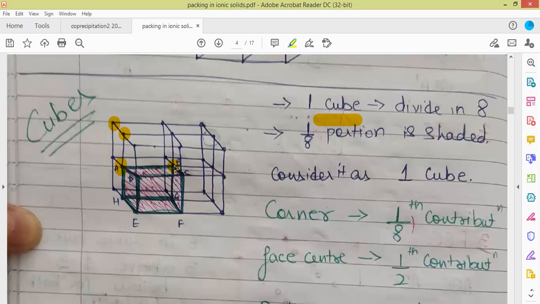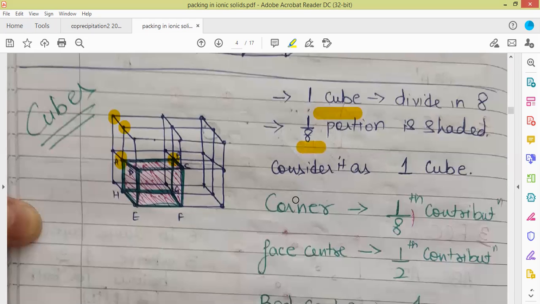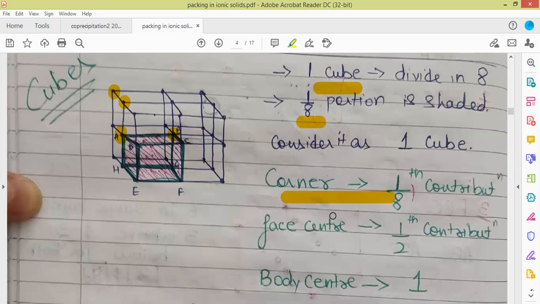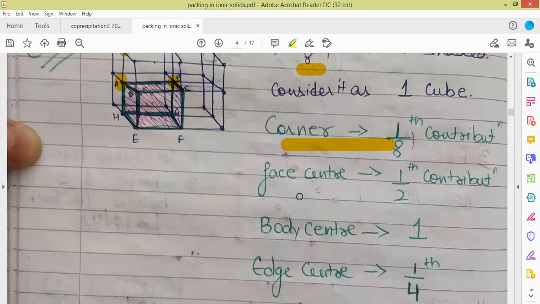So here B is the corner atom. This corner sphere is being shared by 4 cubes in the bottom layer and 4 cubes in the upper layer. So a total of 8 cubes are sharing one corner of the unit cell. That means the contribution of the corner sphere to one unit cell is going to be 1/8. So the corner is contributing 1/8 to each unit cell.